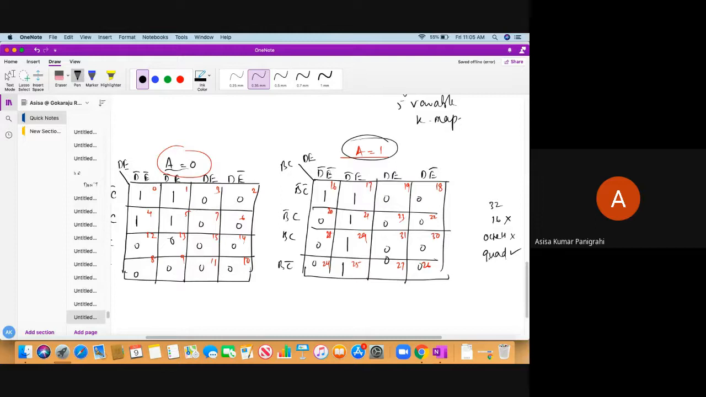Is any quad present? Yes, some quads are present. So I can take this quad, and also this can be one quad. Any other quad? Yes, I told you these are all adjacent, students. So I can combine this A equal to 1's minterms with A equal to 0 minterms like this. You all understand, students, what I have done? Because these are all adjacent minterms, I have combined this particular quad.